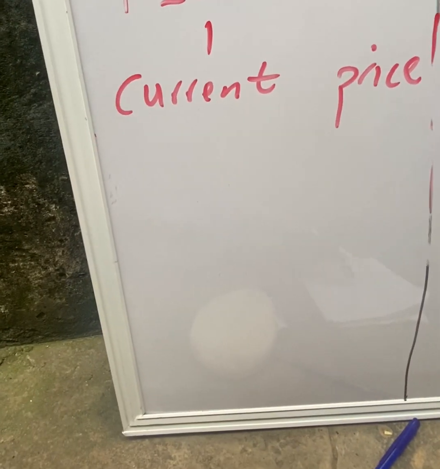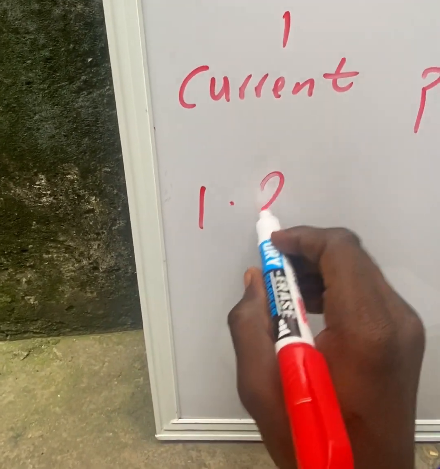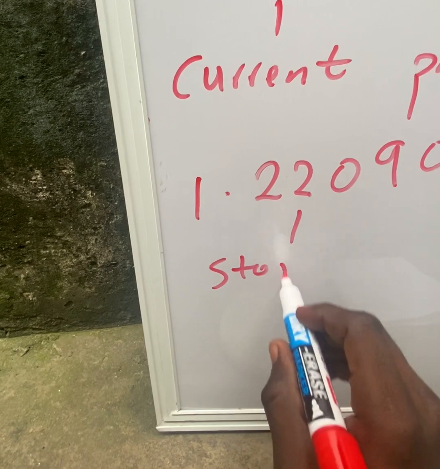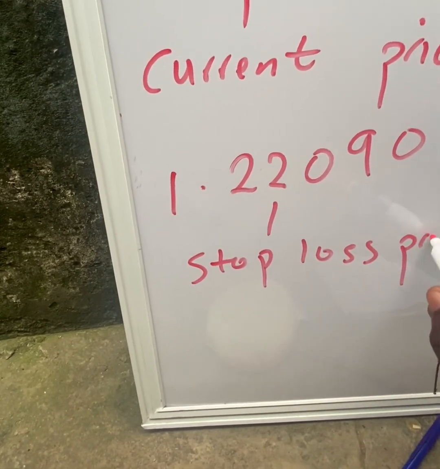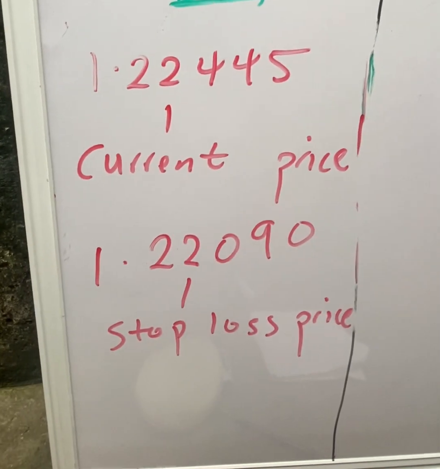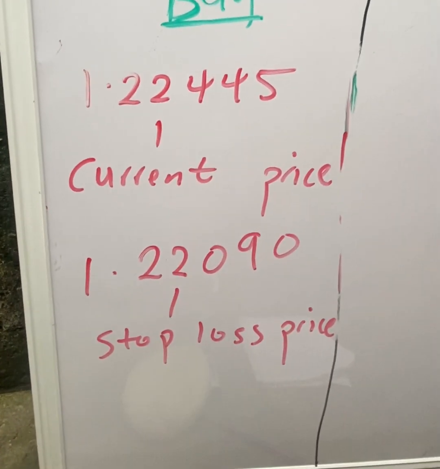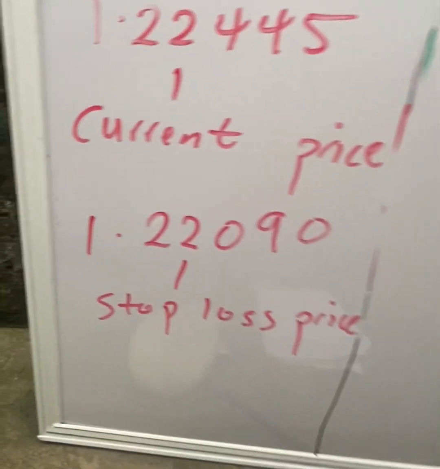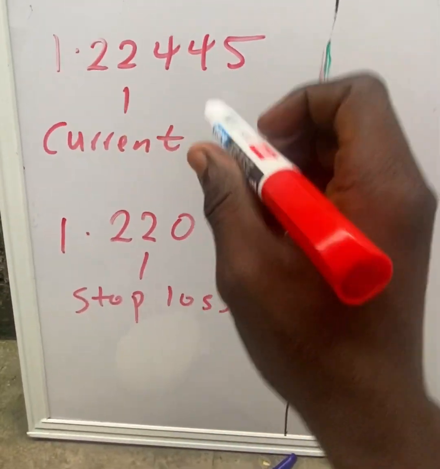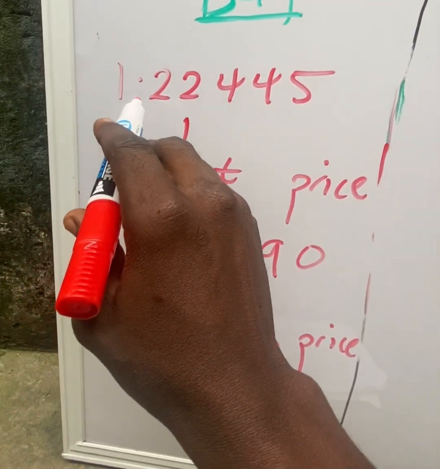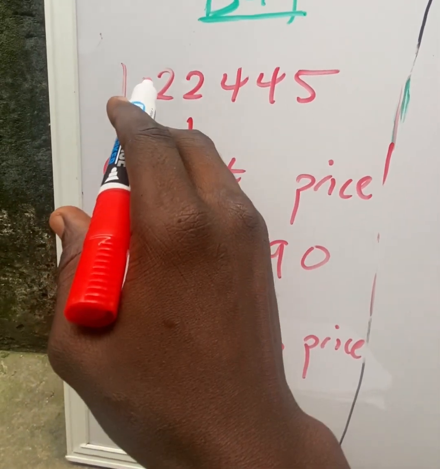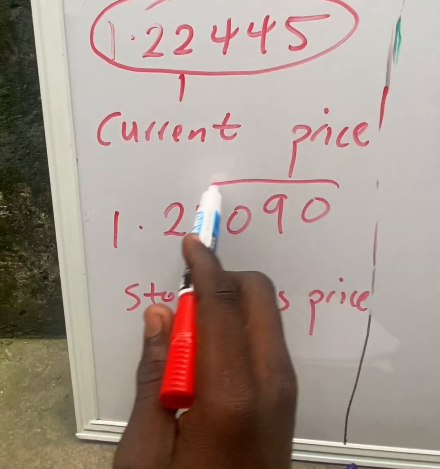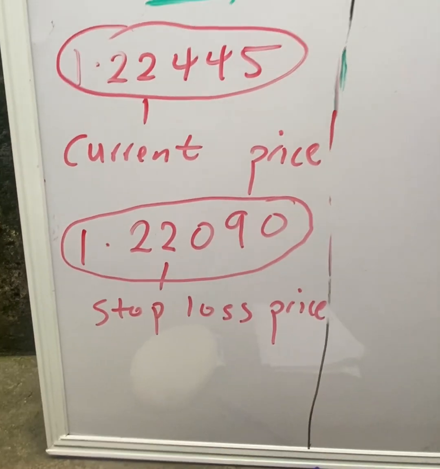And we have 1.22090 as the stop loss price. So how do you determine how many pips you are risking on this trade? Okay, this is the way you will determine it. You look at the highest one. This is the buy. They're telling you to buy at this market price, 1.22445, and they are giving you this stop loss. So how do you know how many pips you are risking? This is how you do it.